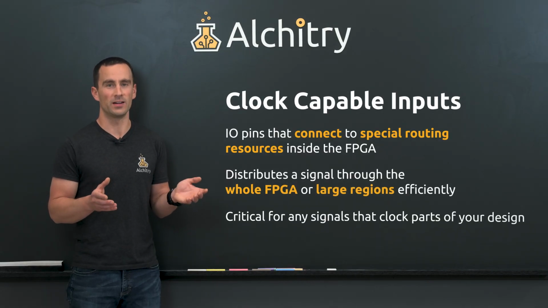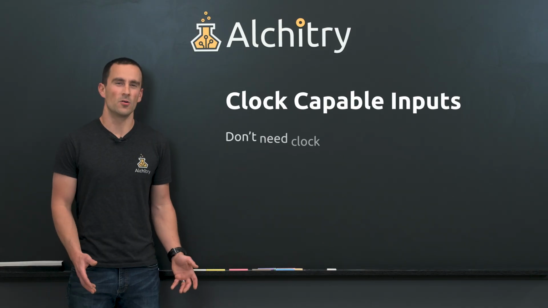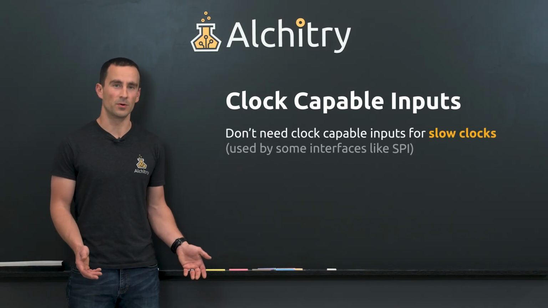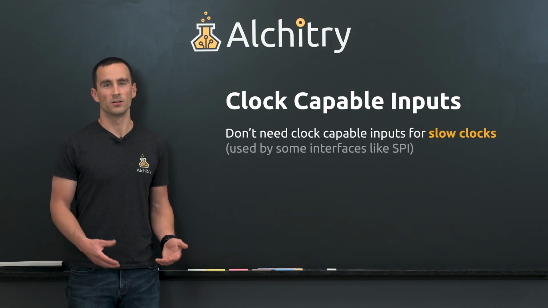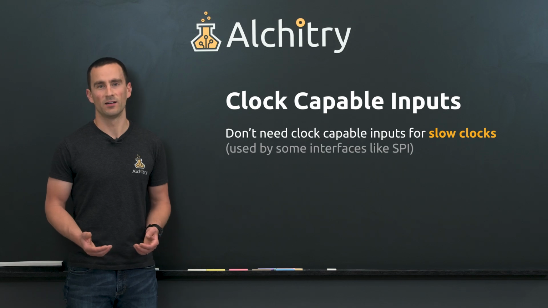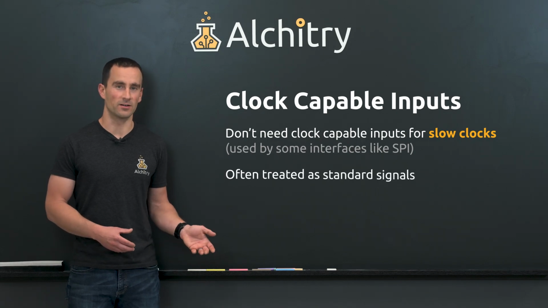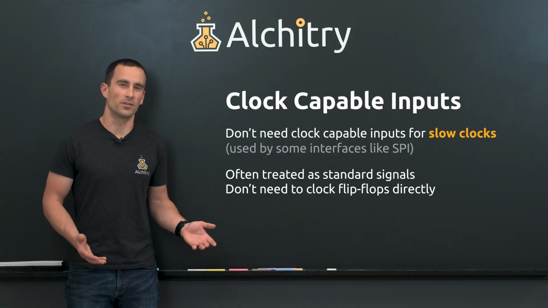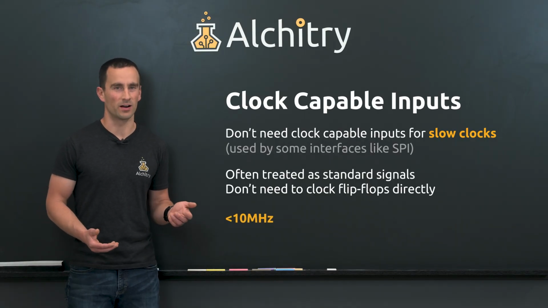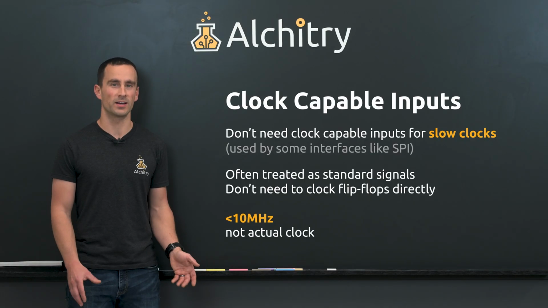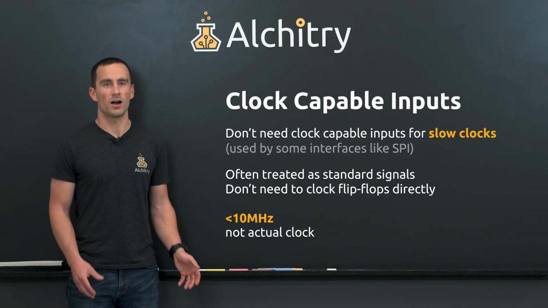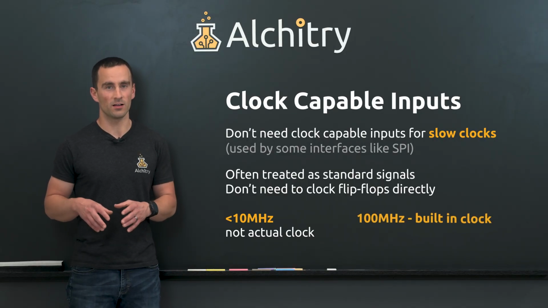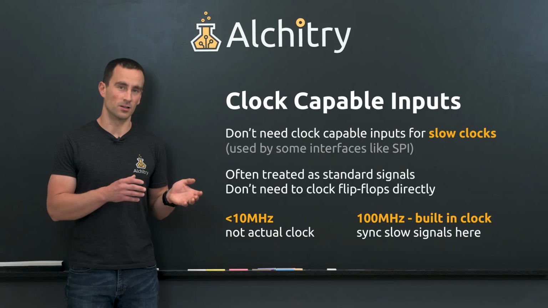This is critical for any signal that clocks part of your design. Note that you don't need clock-capable inputs for relatively slow clocks, used by some interfaces like SPI. These clocks can often be treated as standard data signals, and they don't need to clock flip-flops directly. As a rule of thumb, if a signal is less than something like 10 MHz, you can usually get away with not treating it as an actual clock. You can clock your design off the 100 MHz built-in clock and synchronize the slower signals to that.